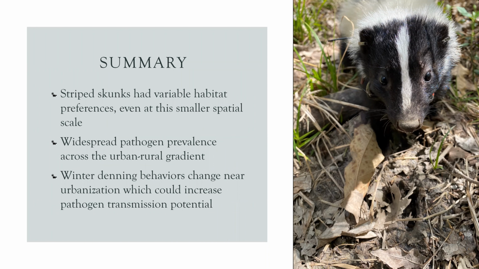And so in summary, striped skunks had really variable habitat preferences even at the smaller scale. They had widespread pathogen prevalence across this urban to rural gradient. And I did detect some winter denning behaviors that changed near urbanization, which could increase pathogen transmission potential, but also this super variable habitat selection and just the widespread prevalence of pathogens goes into play there too, as far as impacting pathogen transmission potential when we're focused on striped skunks on the landscape.